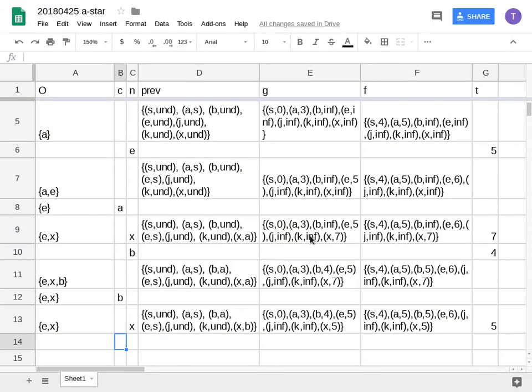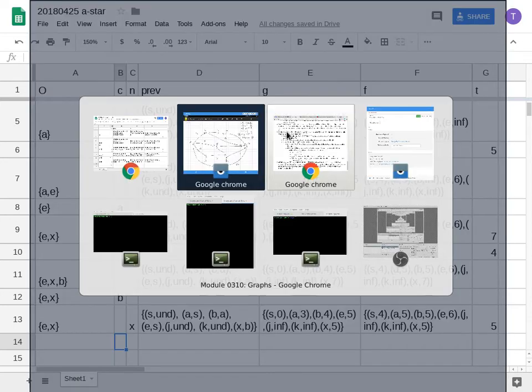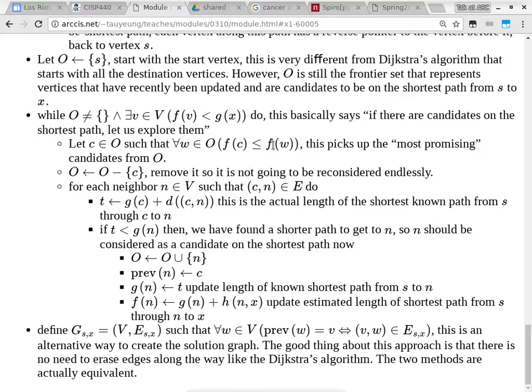I'm just thinking whether the algorithm can be optimized. Okay, let me show you the algorithm here. I'm thinking whether the algorithm can be optimized by changing this condition so that V is not an element of V, but an element of O. In other words, if there are no more promising vertices in O, then we don't have to do anything any further at this point.